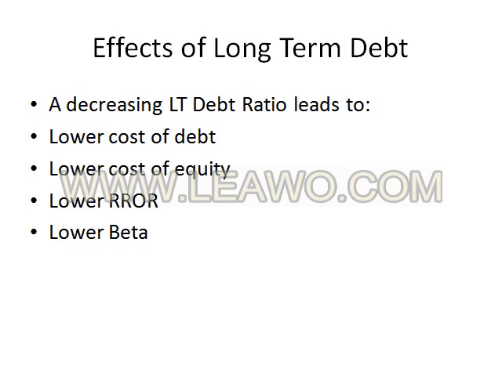The effects of long-term debt. A decreasing long-term debt ratio will have a few effects. If debt goes down, obviously the cost of debt goes down. If there is a decreasing cost of debt, this leads to a lower cost of equity. The lower cost of equity leads to a lower required rate of return. And this in turn leads to a lower beta. Simply put, the less you owe, the less risky you are.